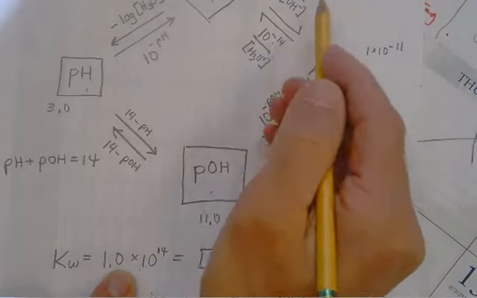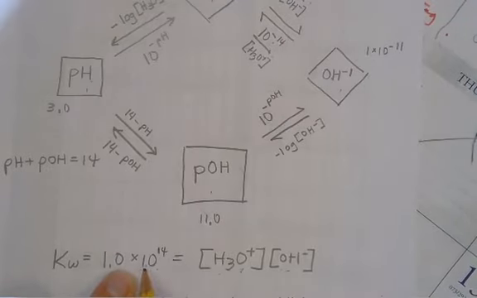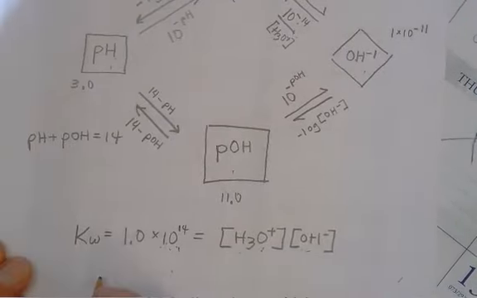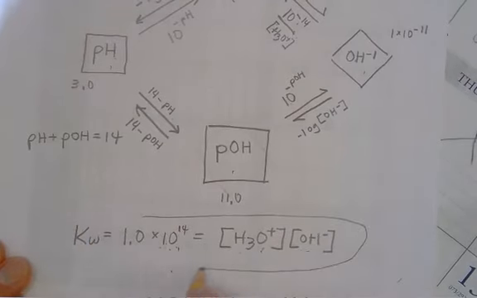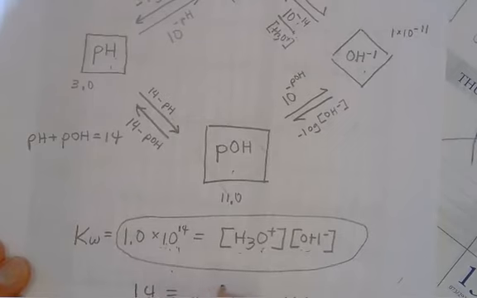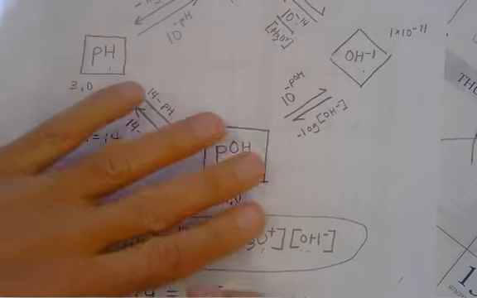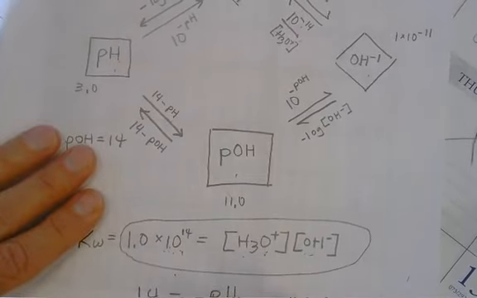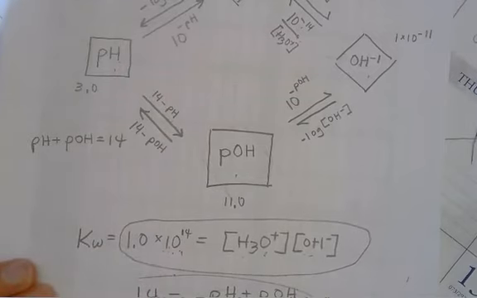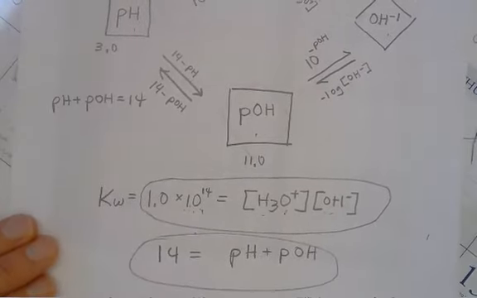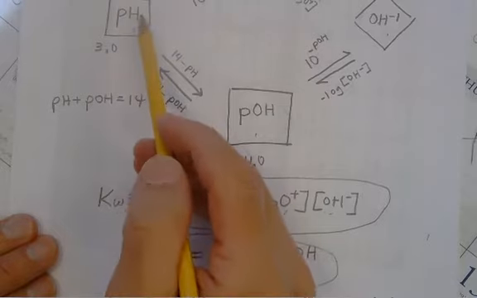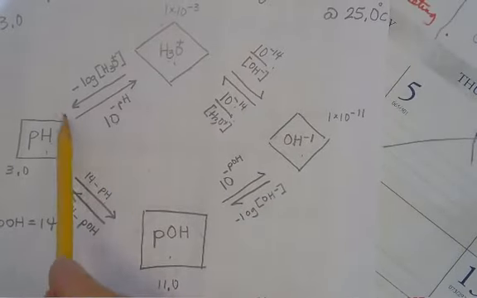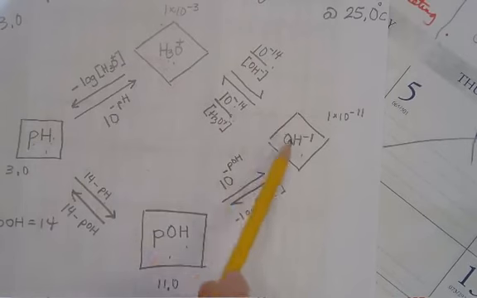So these two things over here are just the algebra done on this. And what's our other fact that we know? So this is fact number 1 at 25 degrees. Fact number 2, 14 is equal to pH plus pOH. I'm going to do the derivation for that in a minute, but you don't have to know that. These are going to be your two facts, okay? Any one of these four values up here, if you know one, you can calculate the other.